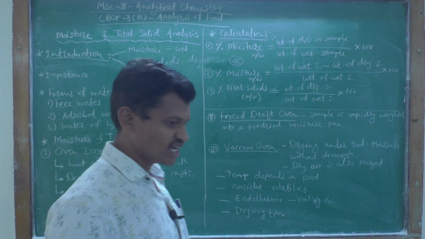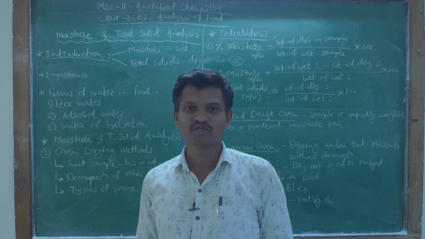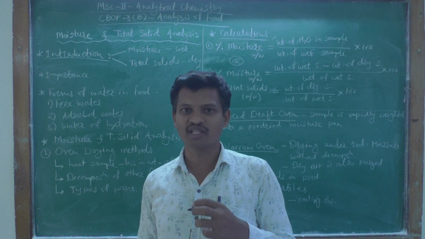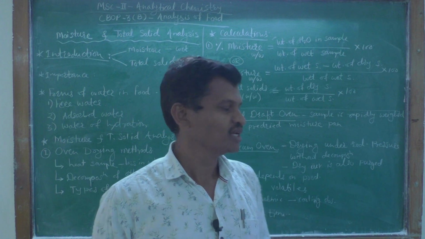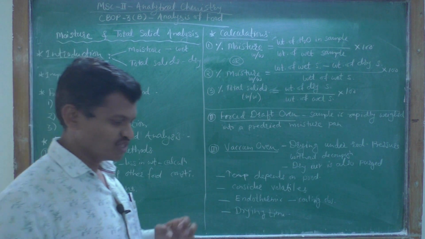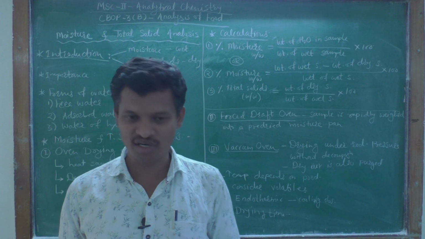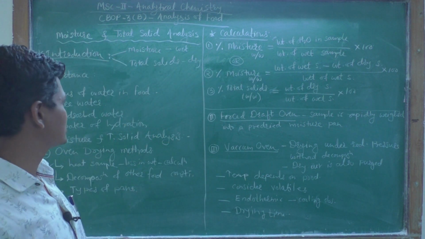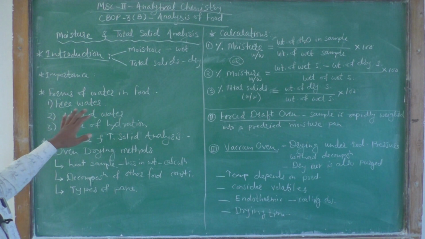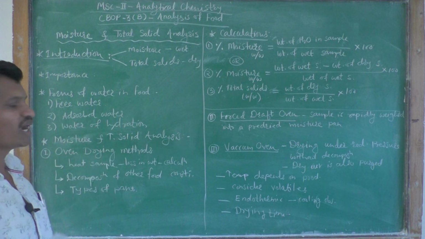Then this moisture and total solid analysis also has importance in jams, jellies, their water content, and then sugar syrup, etc. The water present in these food products can be of different types. There are mainly three types of water present in food products: free water, second adsorbed water, and third water of hydration.